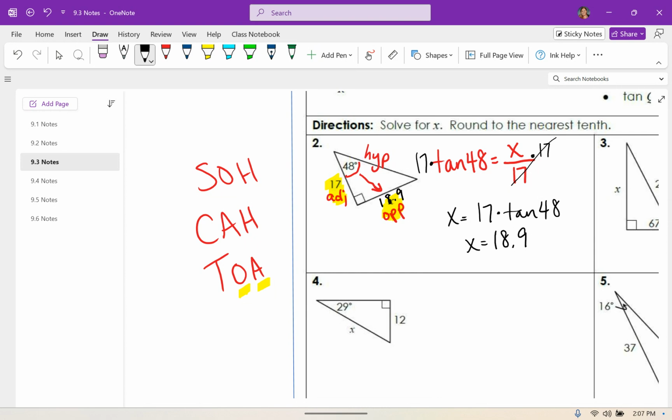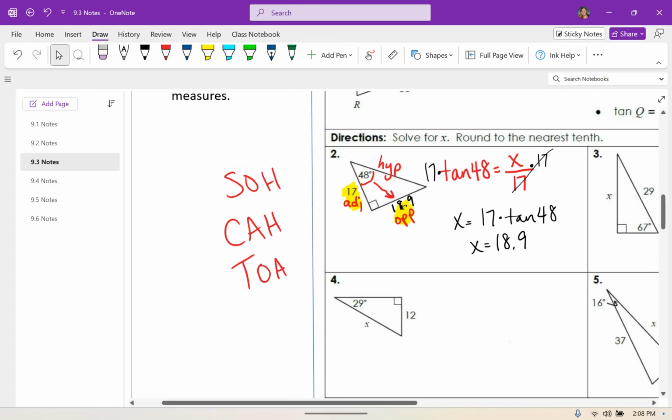The really cool thing about SOHCAHTOA is that for the first time ever, you are able to be given just one side and just one angle in order to find the other sides and other angles. So it's actually pretty cool.